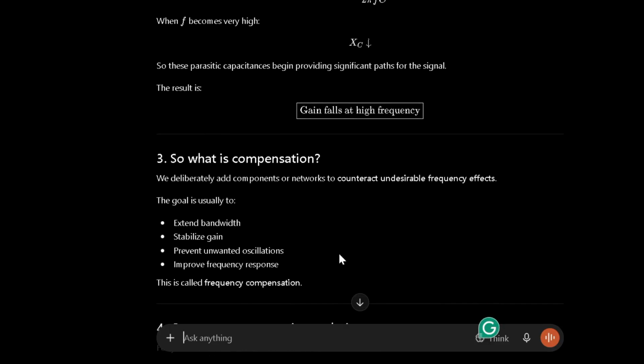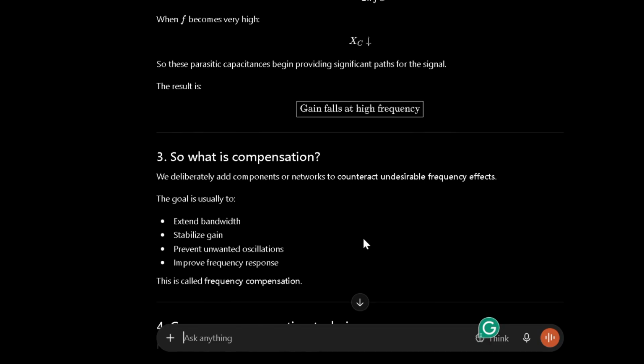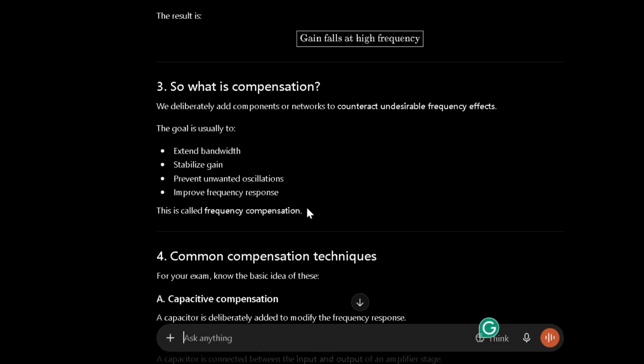We deliberately add components or networks to counteract the undesirable frequency effects. The goal is usually to extend bandwidth, stabilize gain, prevent unwanted oscillation, and improve frequency response. This is called frequency compensation.